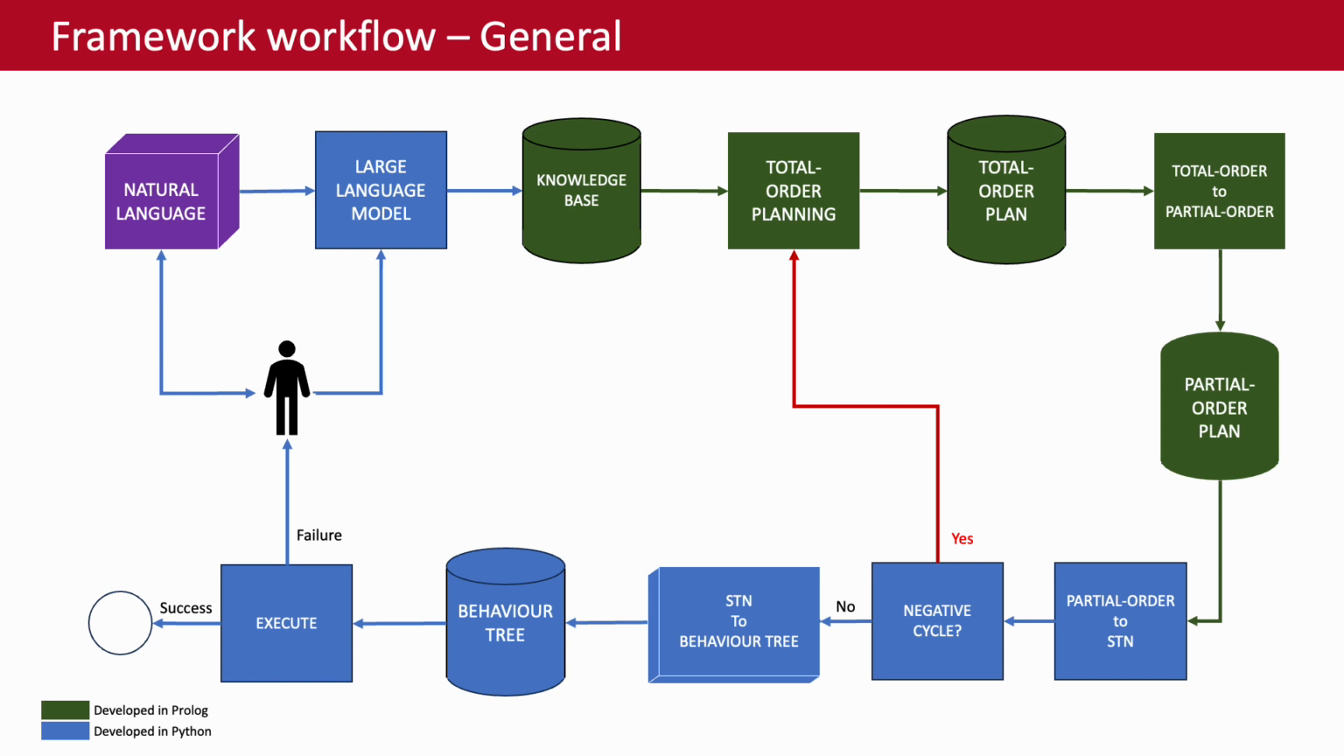We move then to a Python script which is able to extract a simple temporal network from the partial order and to check its consistency by checking for negative cycles. When the simple temporal network is consistent, we extract a behavior tree which can then be executed. Finally, we monitor the execution in order to grasp all the failures that can happen and change the knowledge base accordingly.